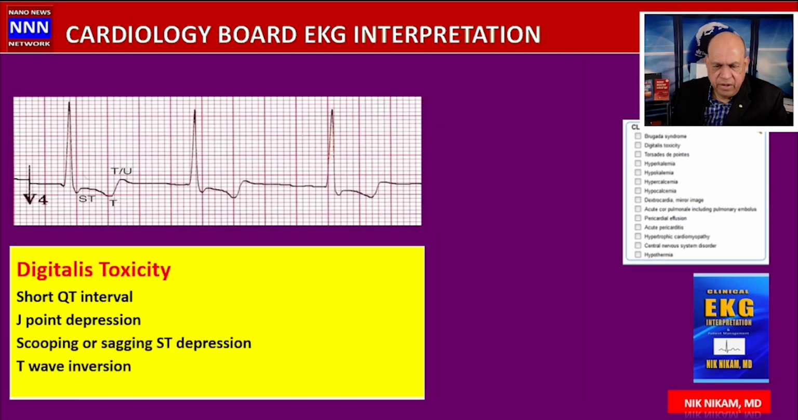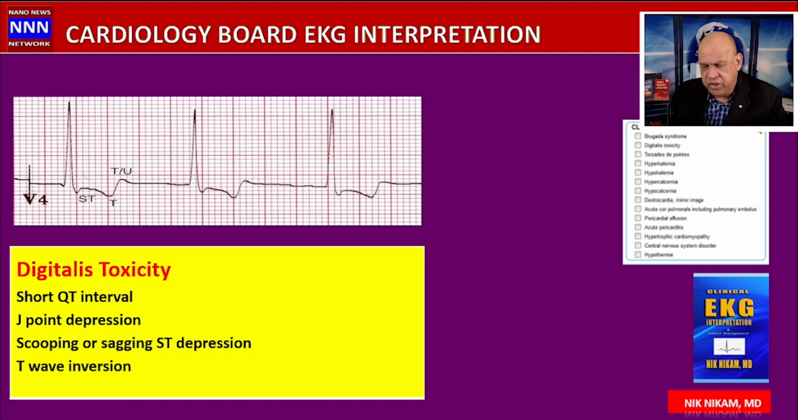Digitalis toxicity. Digitalis is not very commonly used these days. The only couple of conditions in which I have used digitalis are acute decompensated heart failure, especially if they have associated atrial fibrillation with rapid ventricular response, and in those patients with atrial fibrillation with rapid ventricular response who have been on maximum doses of beta blockers or calcium channel blockers, and you're looking for an alternate drug to increase the AV blockade. That's when you use digoxin on a short-term basis.